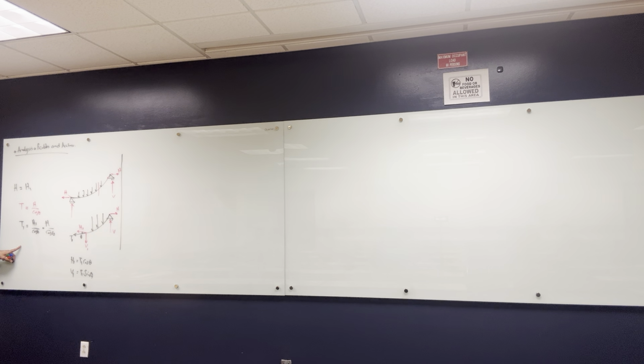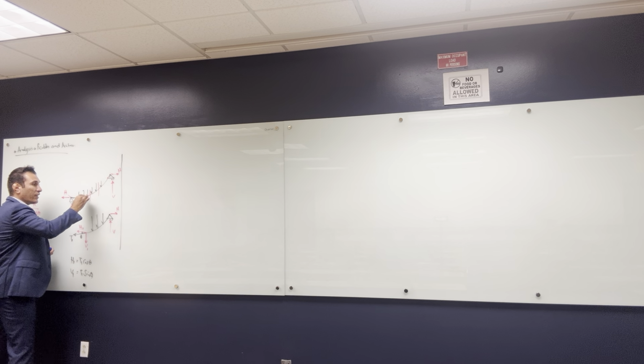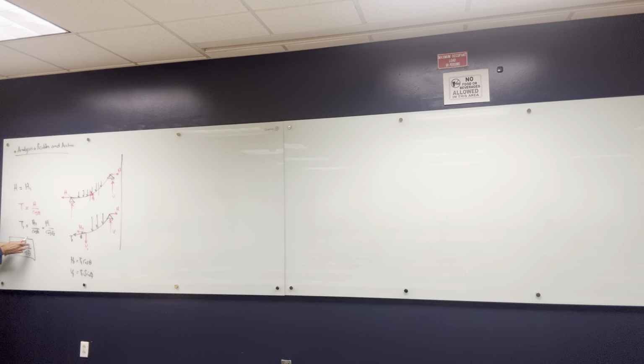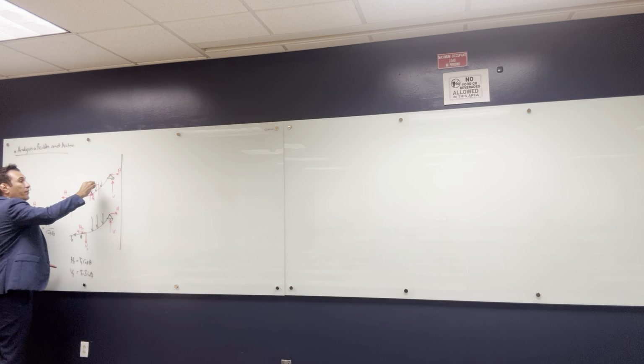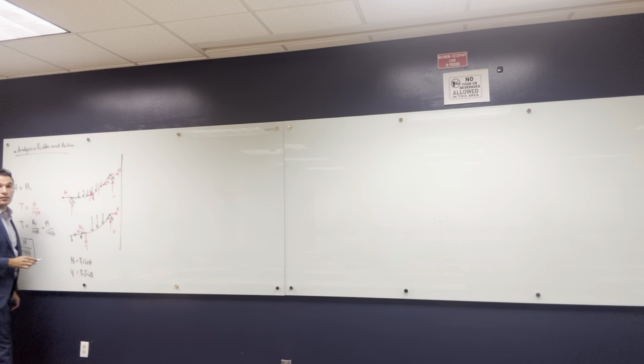In the last 10 or 15 minutes, we had this rule that the tension at any location in the cable is equal to the horizontal reaction over cosine theta at the location of interest. So if you want to find the tension in the cable here, find this angle theta. Once you find theta, divide the horizontal reaction by cosine theta. If you want to find the tension here, find the slope of the cable here, theta. That is what tells you how much tension is in this cable.